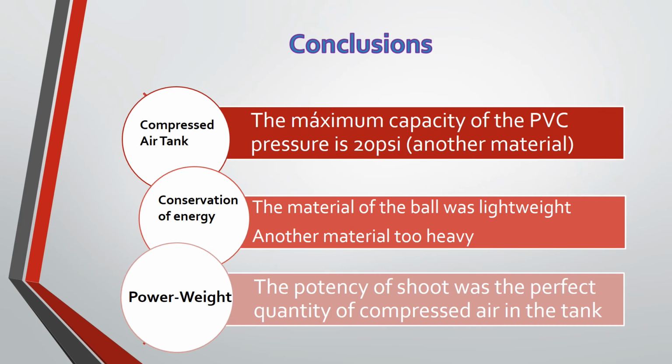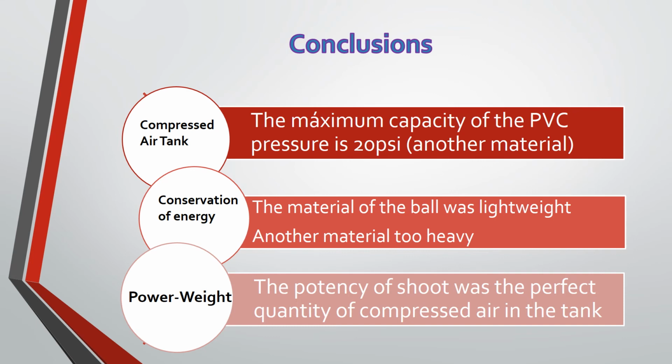Well, and lastly, my conclusion of this experiment. First, the compressed air tank: the maximum capacity of the PVC pressure is 20 psi. This is because the PVC resistance is lower than other materials. If more potency of shot is wanted, another material is necessary for the compressed air tank.